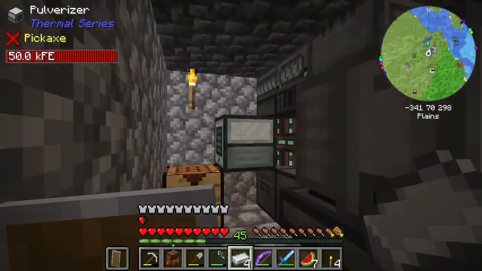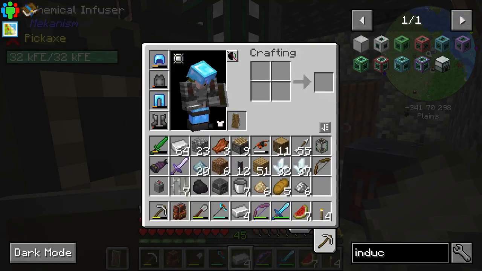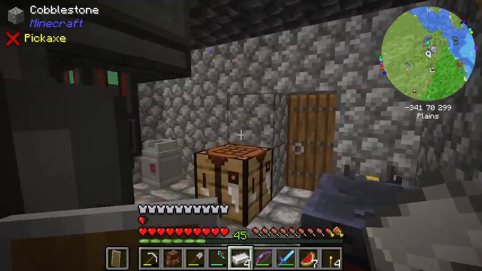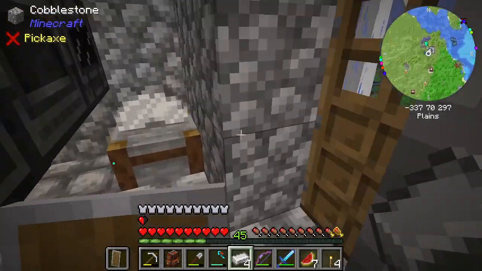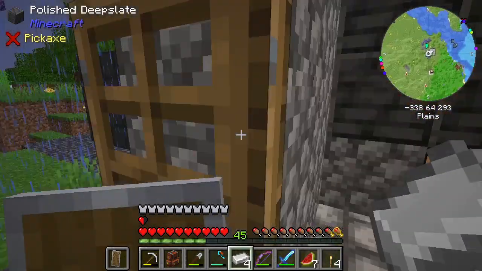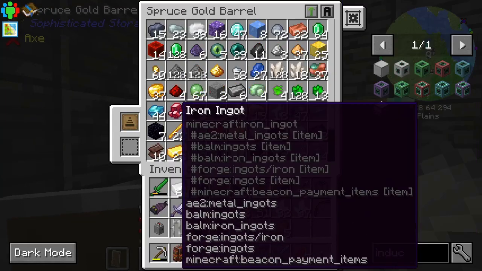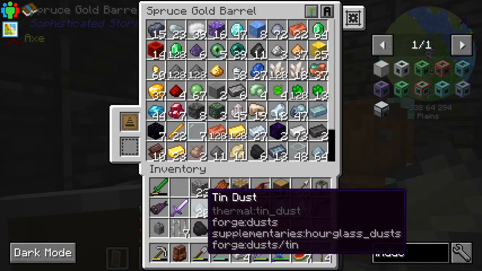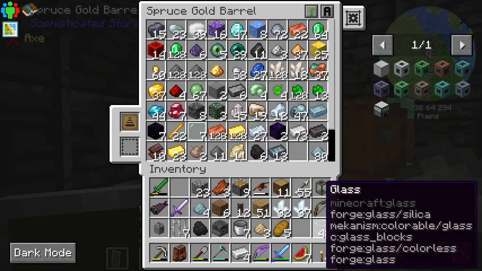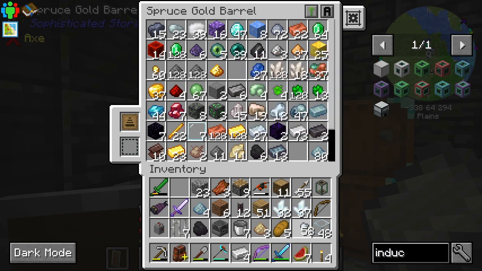Yeah, I knew I was finished smelting the iron. Okay, so I'll combine this with this to get that. Hopefully this works in the energized. Yeah, it does. Let's go downstairs, grab some iron nuggets. And put away the rest of the tin that I don't really need as well. Take some of the glass. There's my iron nuggets.